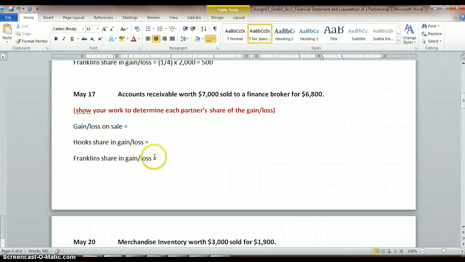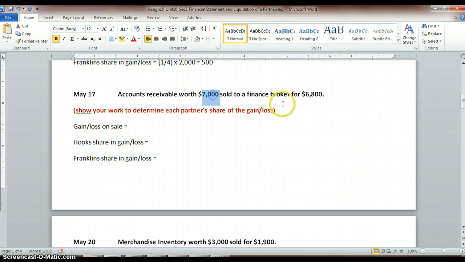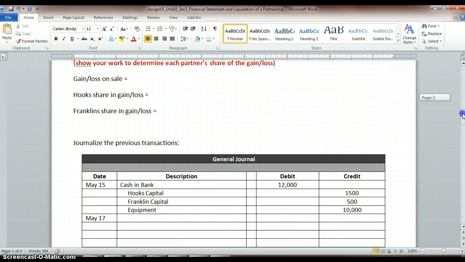In the next one, you'll do the same type of thing, only in this instance, we had accounts receivable worth $7,000 and we sold it for $6,800. So that should tell you that we incurred a loss of $200. Then you'll need to figure out of that $200 how much is Hook's share and how much is Franklin's share. And then you'll record that transaction as well.